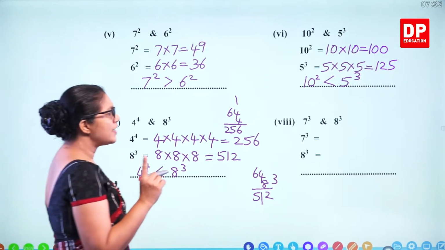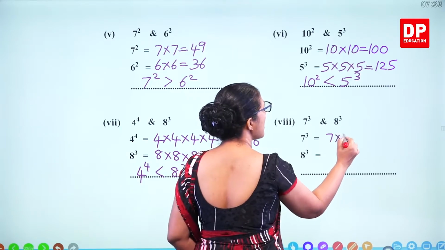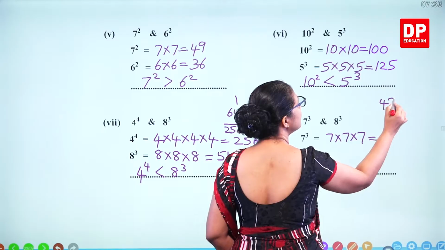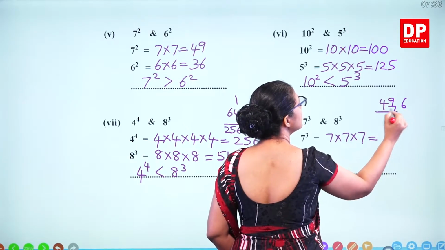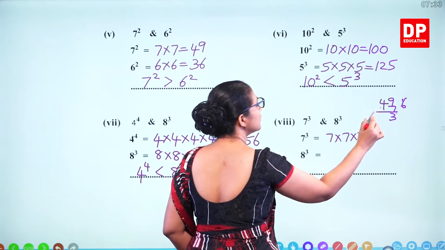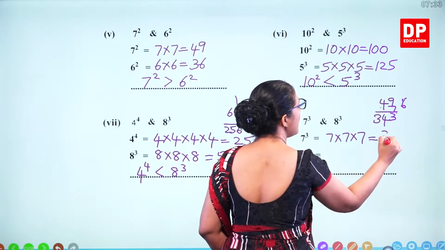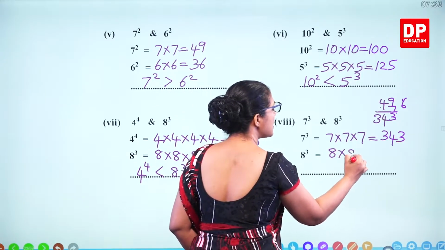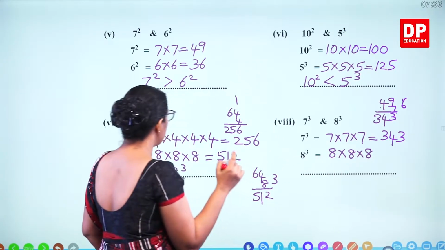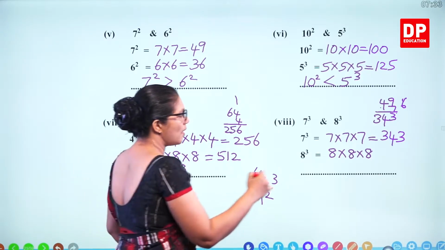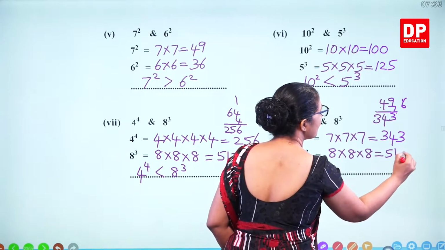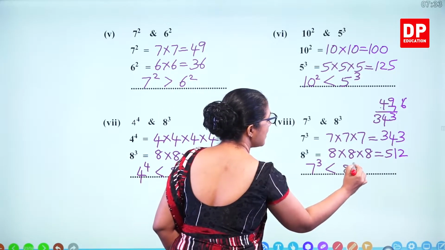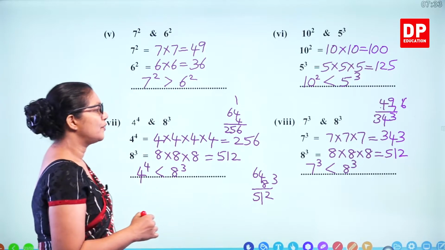7 cube or 8 cube? 7 times 7 times 7. 49 times 7. 343. 8 times 8 times 8. We did that before. 512. Which one is bigger? This is bigger. So 7 to the power 3 is less than 8 to the power of 3 or 8 cube.